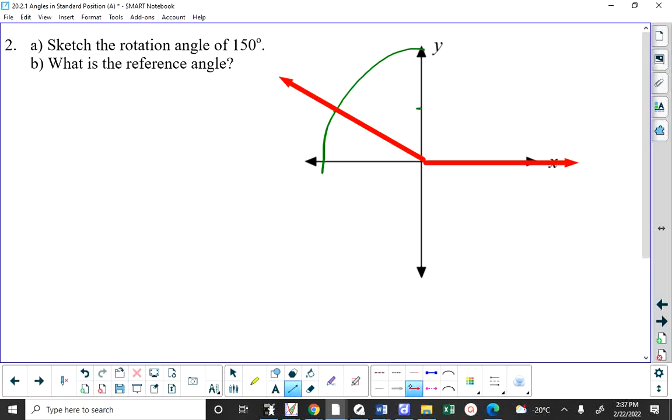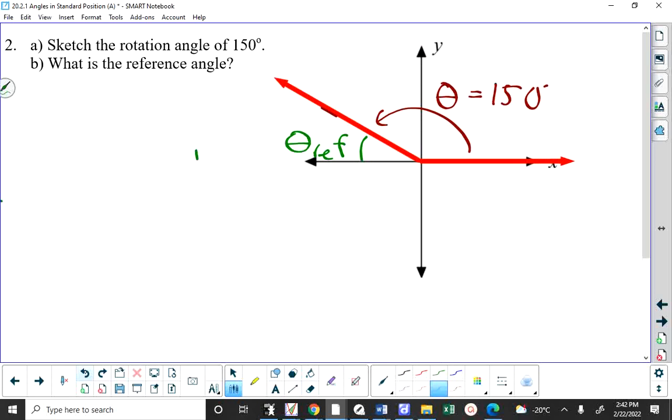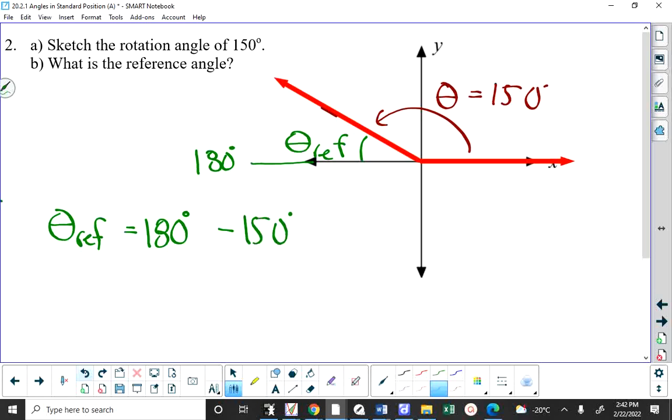And I would say, I'm going to draw it about there, that 180 degrees is over here. You can see that 180 degrees has to be what we get when we add the reference and the rotation angles together in this case. So it's going to be 180 minus the 150, which is 30 degrees. I will tell you that this is the case in quadrant 2. In quadrant 2, this will always be the case.